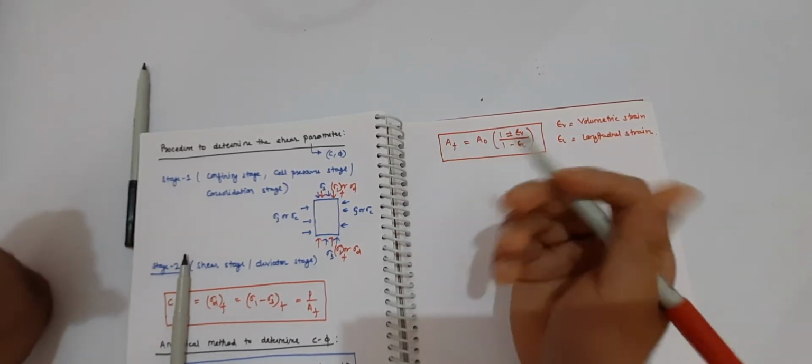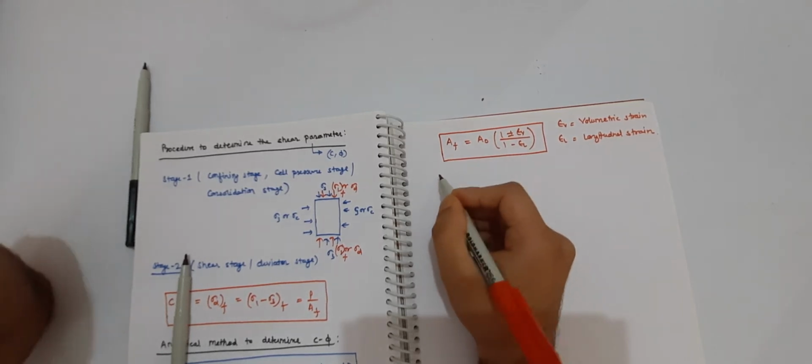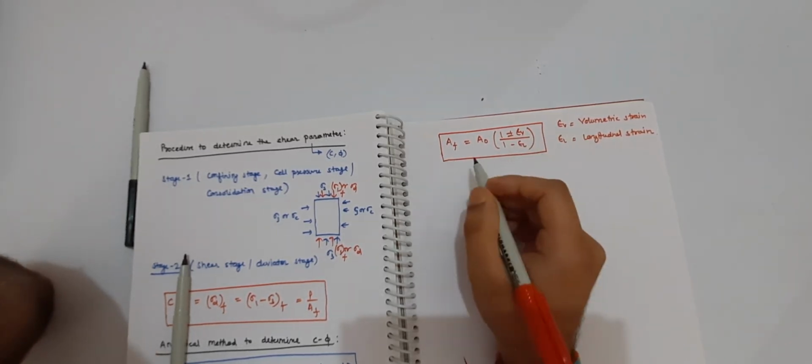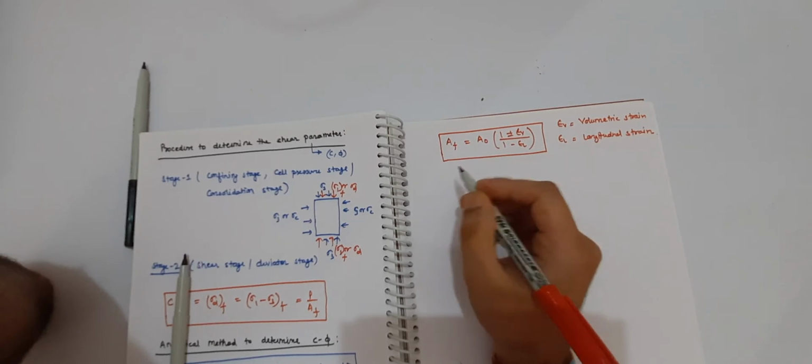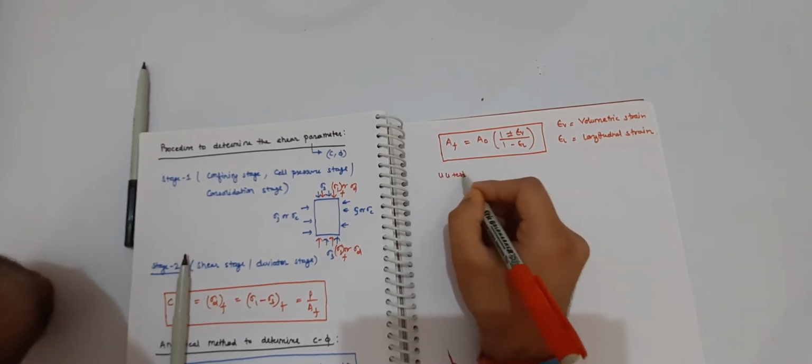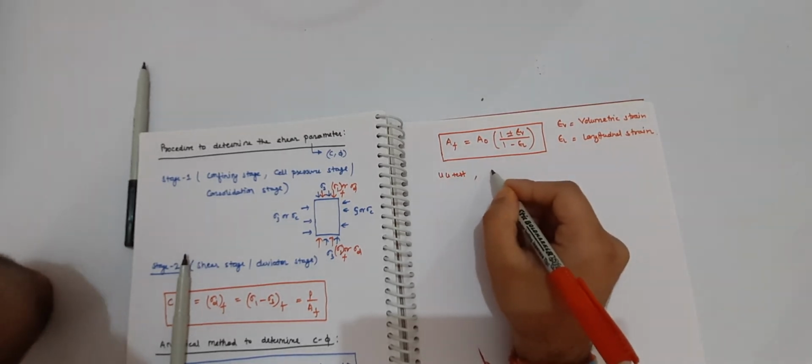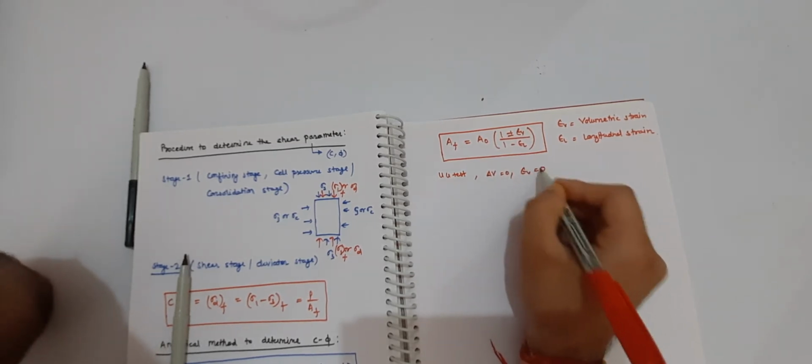This is the formula to calculate the failure area. If a UU test is considered, in the UU test the volume change is neglected. There is no volume change in the UU test, that is delta V equals 0. That is, the volumetric change will equal 0.